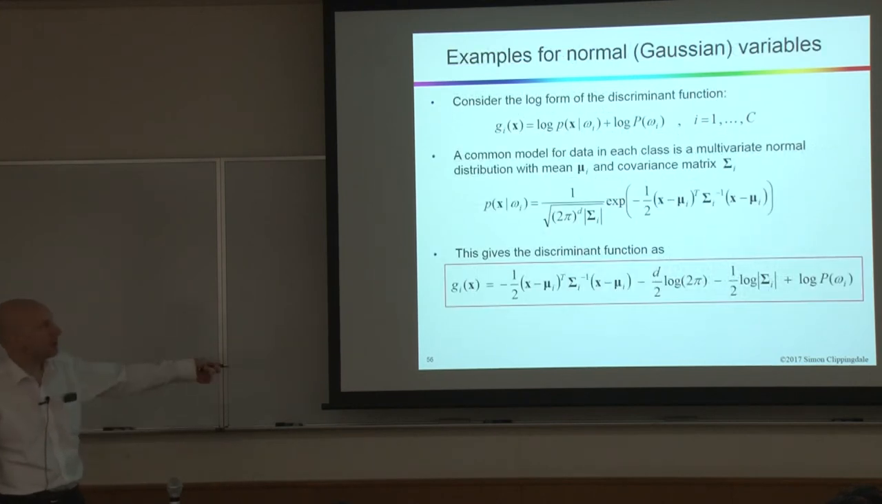Here's a brief example. I won't go into all the detail here, but just to show you some examples of how this works for normal or Gaussian variables. So here again is our log likelihood, plus the log of the prior probability of the ith class. This is a Gaussian distribution or normal distribution. Are you familiar with normal distributions, Gaussian distributions? Yeah.